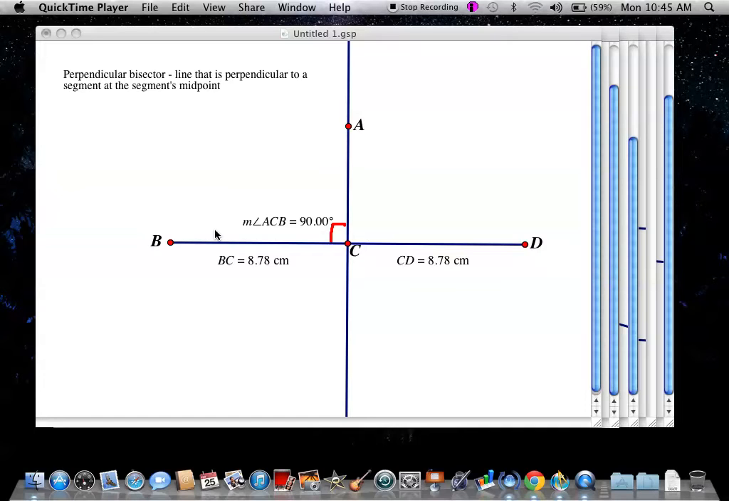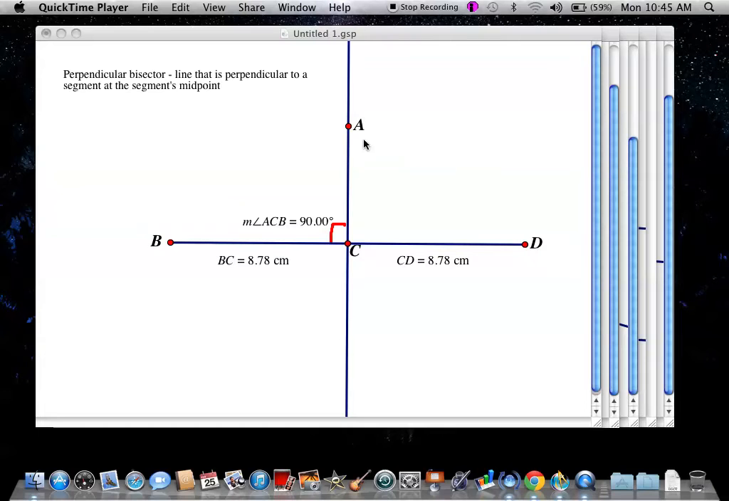Now, it doesn't have to just be a line. It could be a ray, it could be another segment, it could also be another plane. All it has to be is perpendicular to the segment and go through the segment's midpoint.